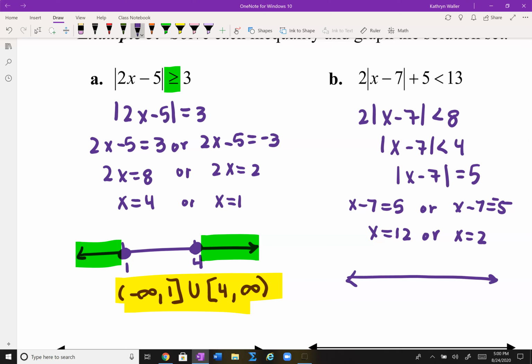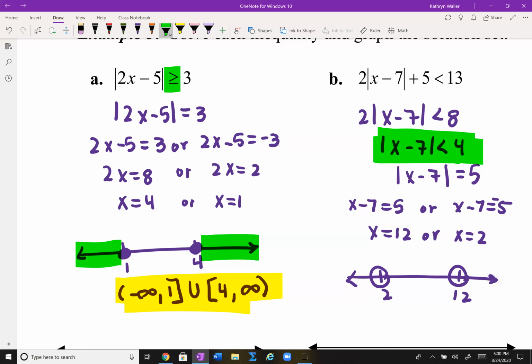Go to your number line. 2 goes here. 12 goes there. I don't have an equal sign, so it's going to be open and open. And the place that you look to see whether to do inside or outside is this step right here where the absolute value is alone. That's where you have to look. I'll explain why later. Just know that once it's alone, that's where you analyze it.